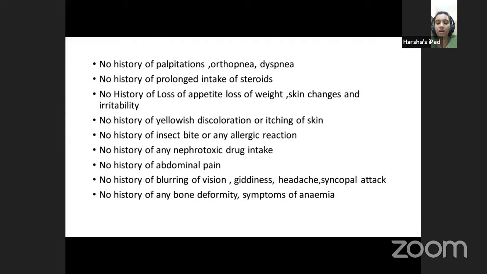Yes, ma'am. So tell me, at the end of your HOPI and negative history, what are your thoughts? What are you thinking of? Ma'am, at the end of my negative history, I have ruled out many other causes of edema. So at the end of the history, I would be suspecting a renal pathology, ma'am. Okay, so there is edema here, which you are attributing to renal. Renal cause, ma'am.